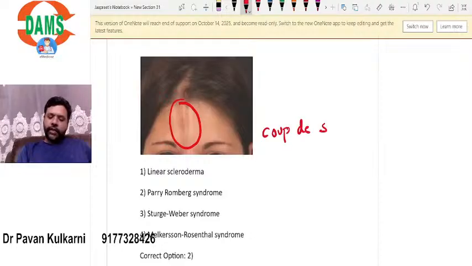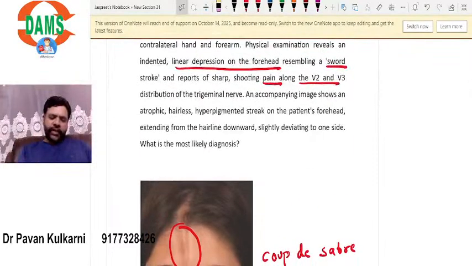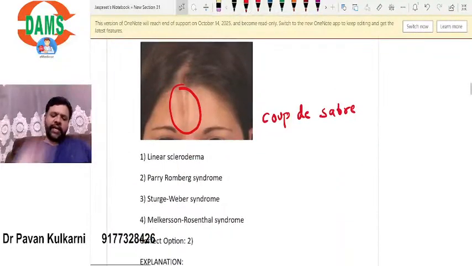What is this depression on the center of the forehead called? It is called Coup de Sabre. It is the linear depression on the center of the forehead. And one more important point, the patient is having atrophy on one half of the face. You can see one half of the face entirely has atrophy. The classic diagnosis is Parry-Romberg syndrome.